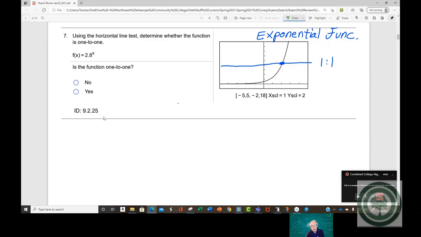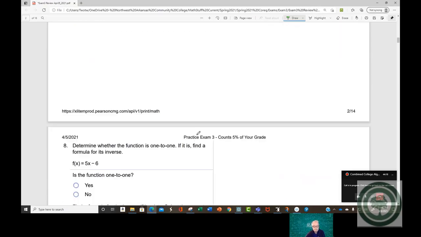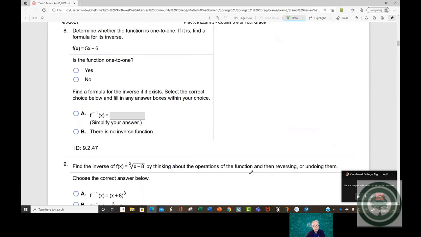And pretty soon we're going to be living in the world of exponential and logarithmic functions. That's how we're going to finish out this semester. So this is your first official introduction. It's really important that exponential functions are one-to-one. Why? Later. Okay, now we're going to find inverse functions.